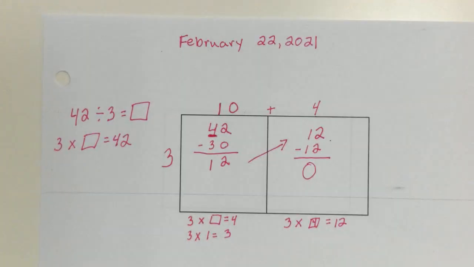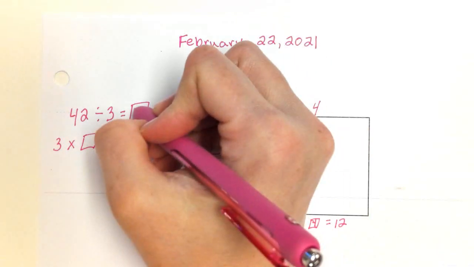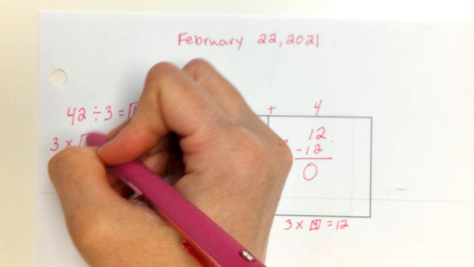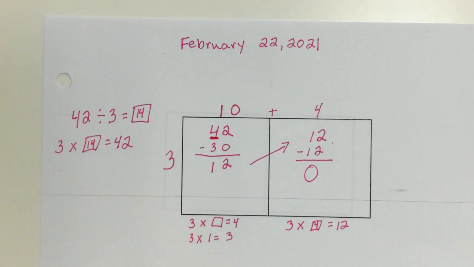So what is 42 divided by 3? 14. Because 3 times 14 equals 42.